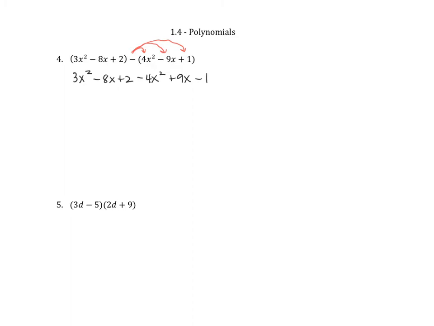And again, I'm going to look for like terms. So the highest exponent is x squared, so I'm going to look for x squares. Then I'm looking for x's. And then I'm going to look for the constants. And so I'm going to combine all my like terms.